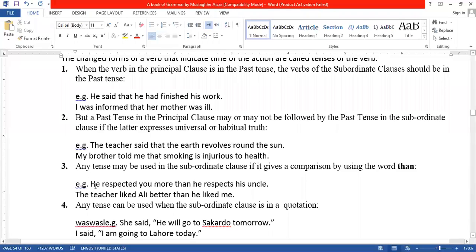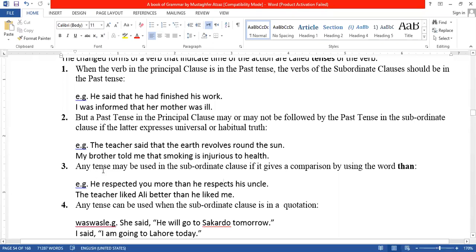Now, look at the following example. The teacher liked Ali better than he liked me. Now you can see in both of the clauses, I have used past tense. Look at this "liked", past. Look at this "liked", also past. So both of them belong to past tense. Why? Because in the rule we have already studied that we have the privilege to use any of the tenses, any of them, right? It can be past, it can be present.